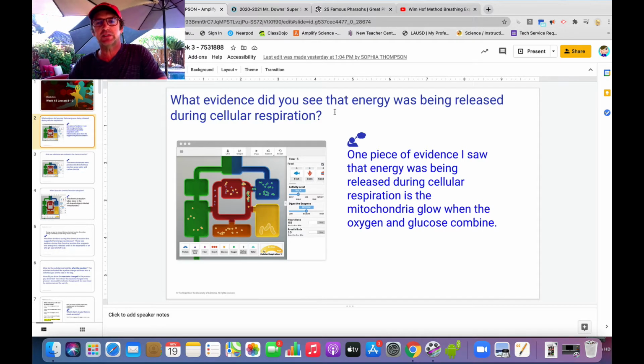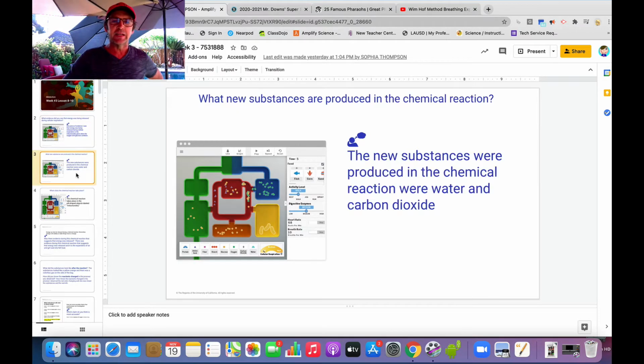So it says, what evidence did you see that the energy was being released during cellular respiration? Well, one piece of evidence I saw that energy was being released during cellular respiration is the mitochondrial glow when the oxygen and glucose combine. We have a winner. Good job. So notice she brings that in here to show that. She answers her questions about the new substances that were produced in the chemical reaction: water and carbon dioxide. You're going to learn about that today when we do a breathing technique. We're bringing this into real life, with some sourcing. We've got an epic day.